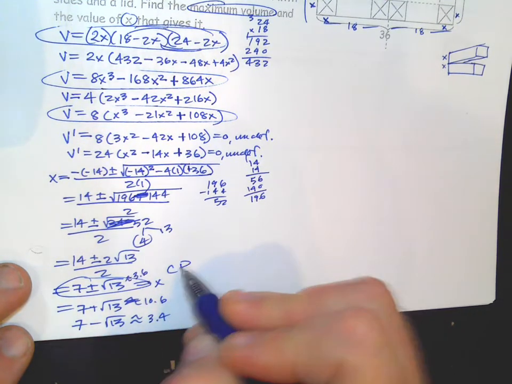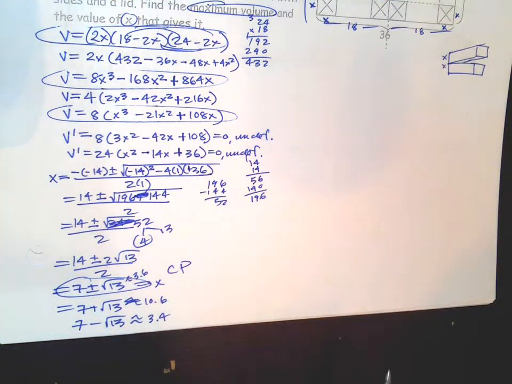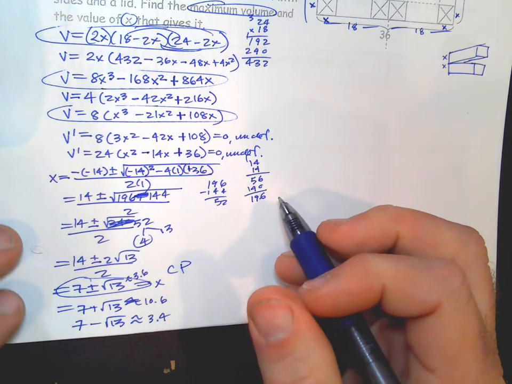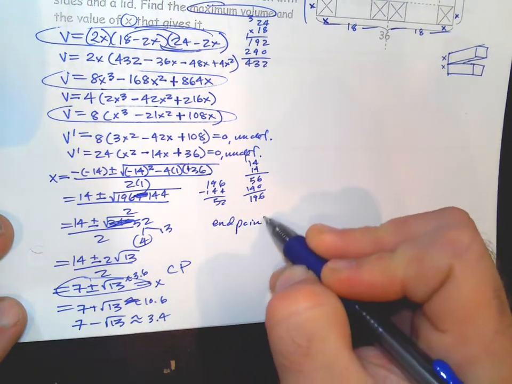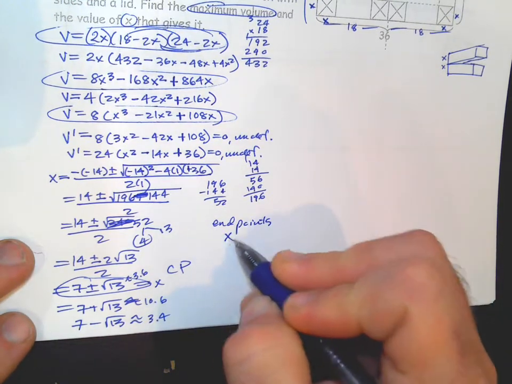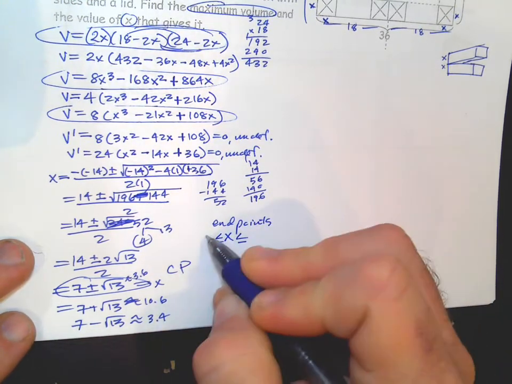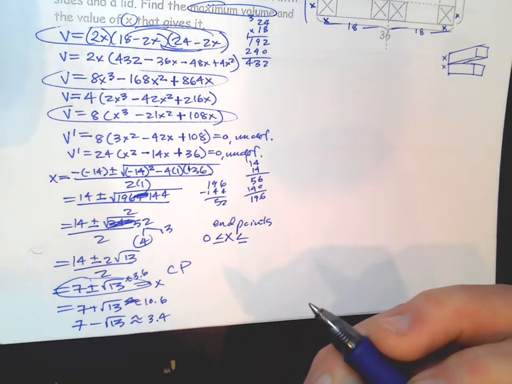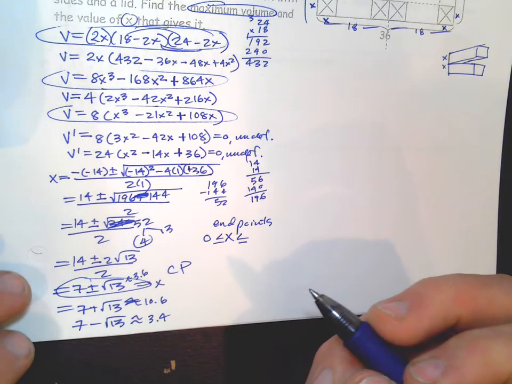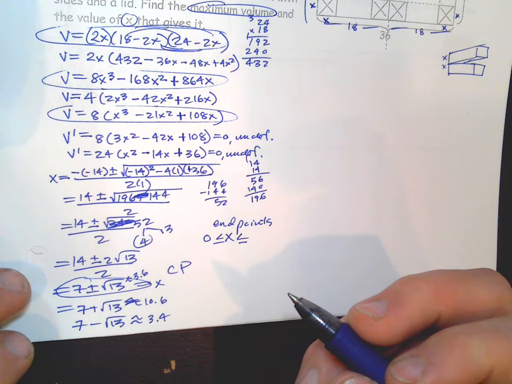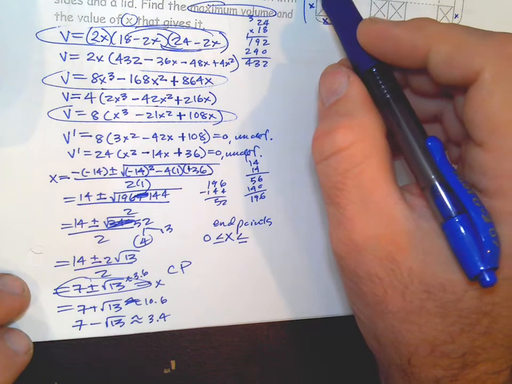Now, we might throw one away if it's outside the endpoints. So that's probably the next thing we should do, is figure out what the endpoints are. And so the endpoints for x, could x be 0? Sure, it'd be a flat box, right? x could be 0. What's the biggest x could be? Well, that would be if it just took up the whole side. So it's either 12 or 9.